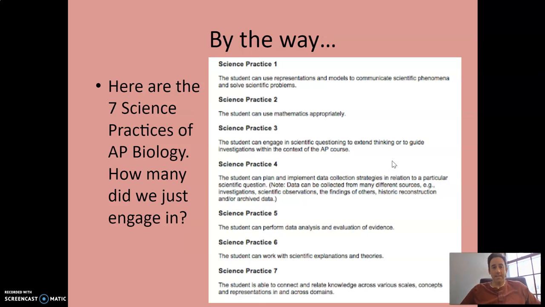And that's basically the activity. So again, we're engaging in these science practices of AP Biology. So at this point, you're going to look at the data, do your chi-square, and that's it. So good luck to you, children.